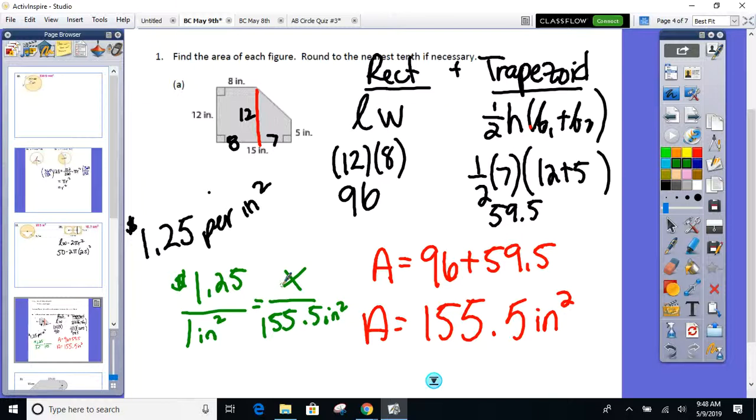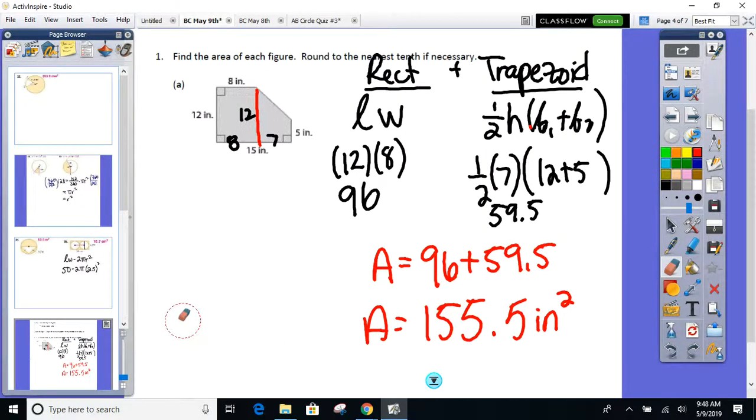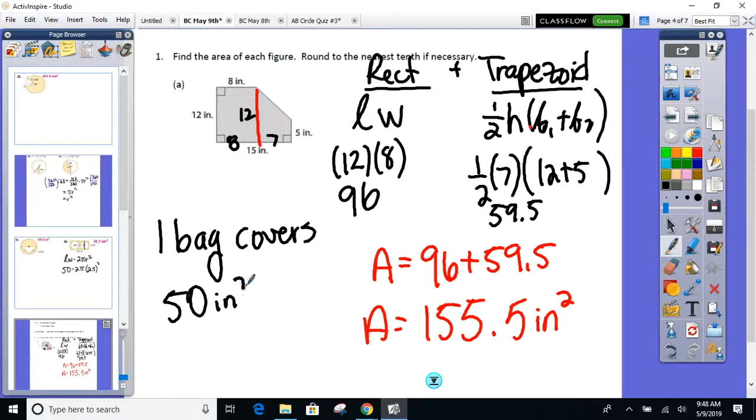What would be a problem where you have to divide? Okay, problem, let's see, in this case, okay, ready? Let me just change it up now. Instead of it being a parking lot, it's a field. Okay, it's a field, and I want to get it seeded. All right, and I'll tell you that 1 bag of seeds covers 50 square inches.